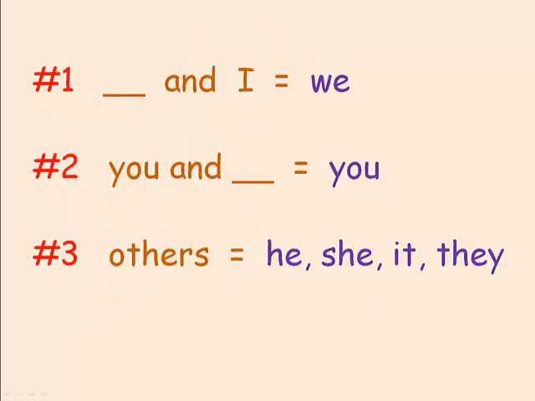So 3 rules. Number 1, anyone or anything and I is we. Number 2, you and anyone or anything except I is you. And number 3, anything else, other people or things, we use he, she, it, or they.